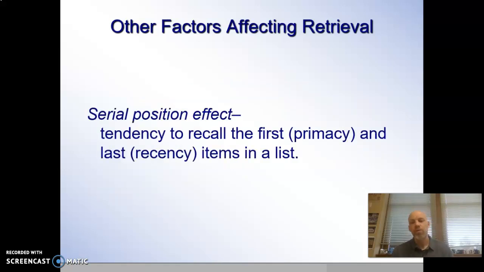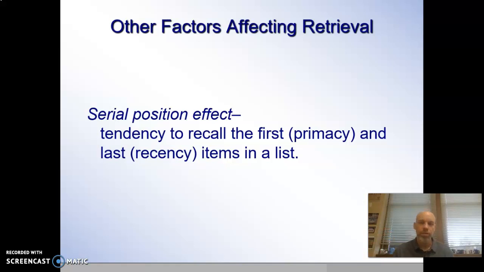Serial position effect is one of the famous ones. They love asking about this on the AP exam. It's a really easy concept. You take a list and you say, okay, you've got to memorize this list. Well, the serial position effect says you're going to remember the terms at the beginning and at the end of that list better than you will the terms in the middle of the list.